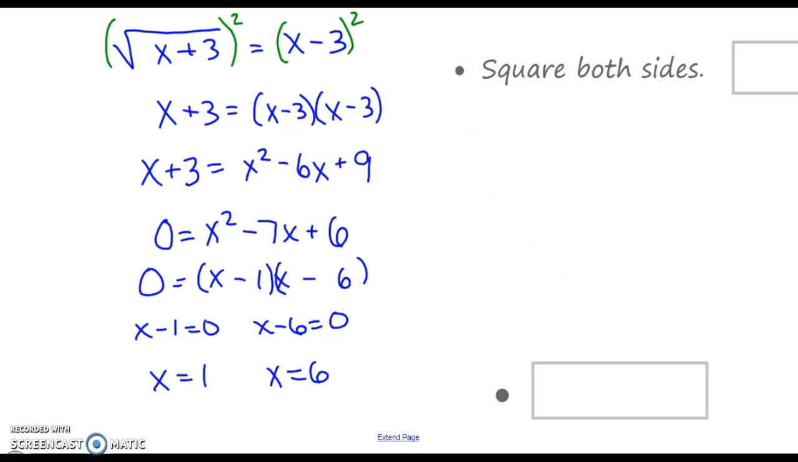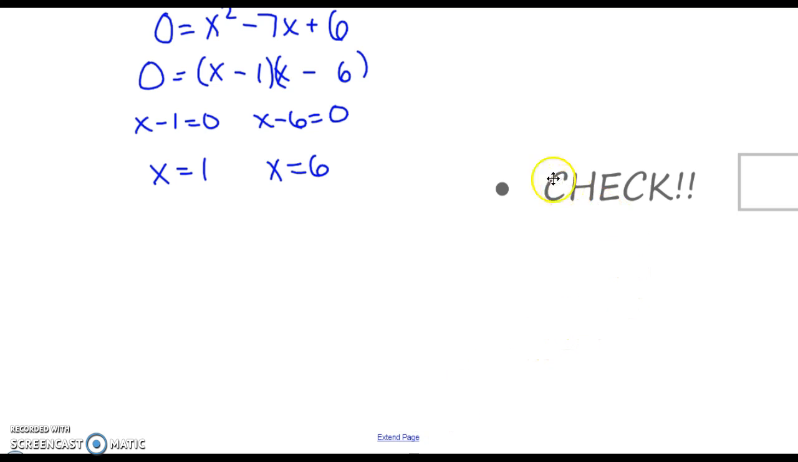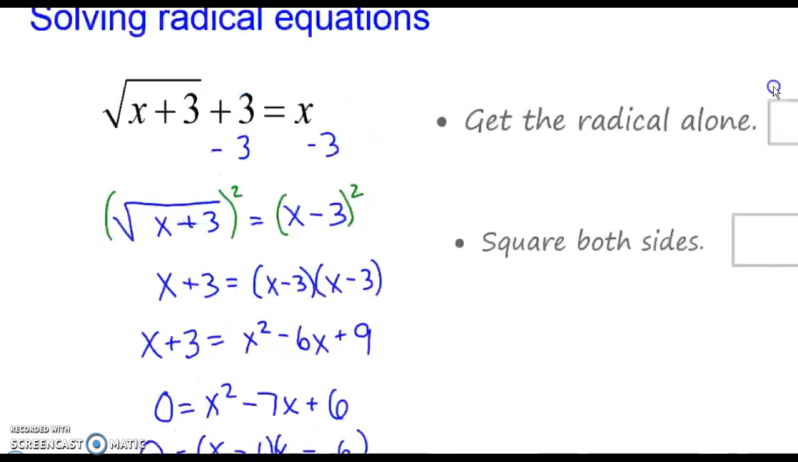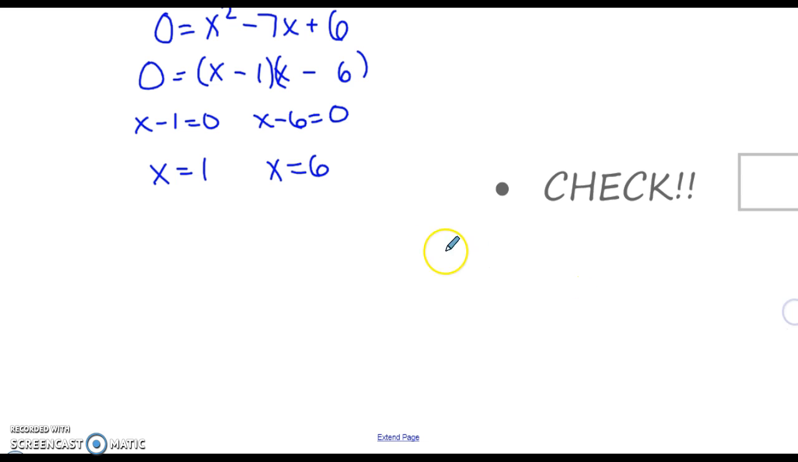Oh, wait a second. Look, it looks like there's another step here. I don't think there's anything I forgot to do. Oh my gosh, look at that! I have to check my answers. Probably should have been doing this for that example. But let's make sure we do it for this one. Here we go. The original equation, square root of x plus 3 equals x. So, I'm going to plug in a 6.